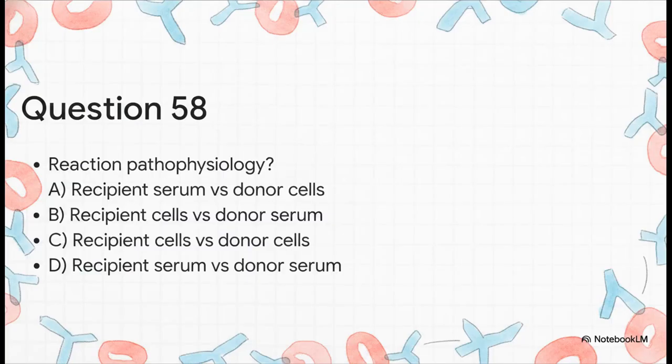Which of the following correctly describes the pathophysiology of a major transfusion reaction? A. Recipient serum reacts with donor cells. B. Recipient cells react against donor serum. C. Recipient cells react against donor cells. D. Recipient serum reacts against donor serum. Or E. None of the above.